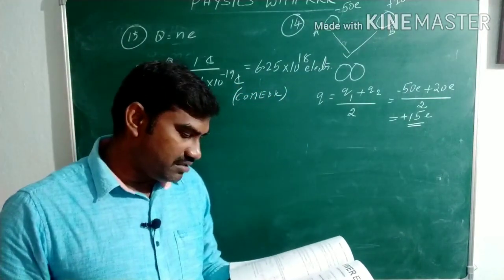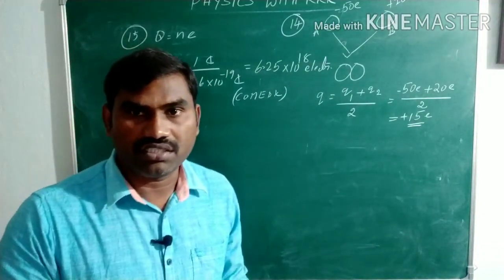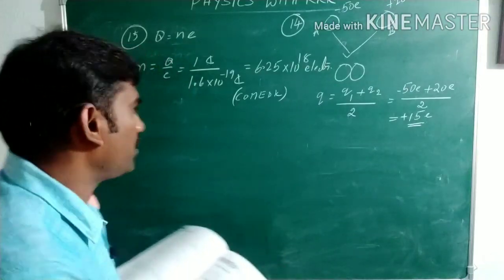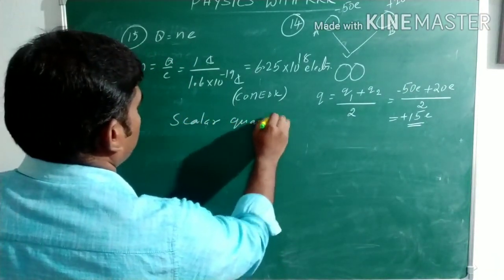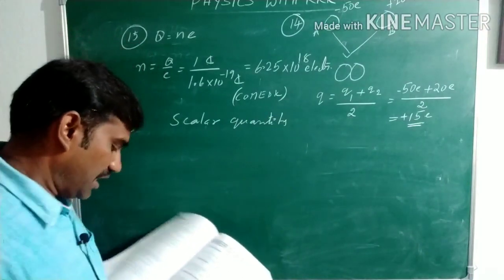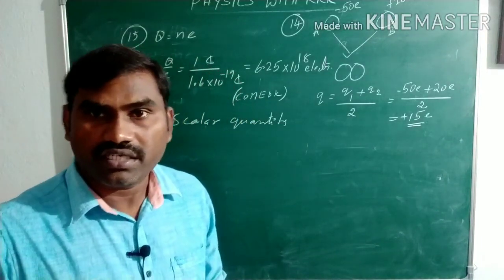Next, identify the wrong statement. First one, charge is a vector quantity. That is wrong. Charge is a scalar quantity. Electric charge is a scalar quantity. Current is a scalar quantity. So current is also a scalar quantity.